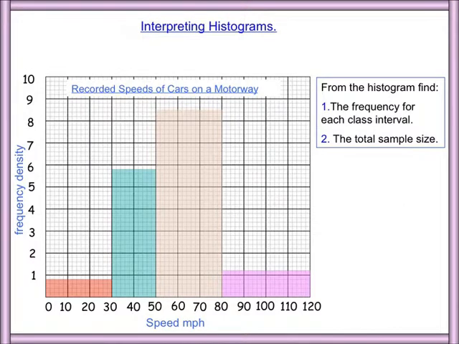This time we're just going to look at things the other way around. So here we're given the histogram and we need to construct the frequency table. Now the important thing to remember is that the area of each of the bars represents the frequency.